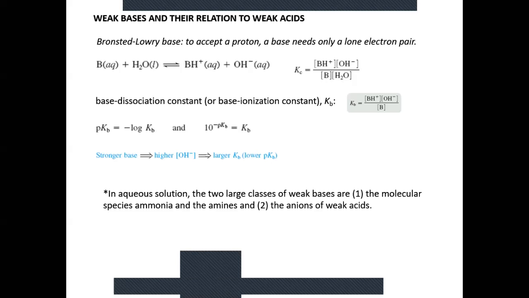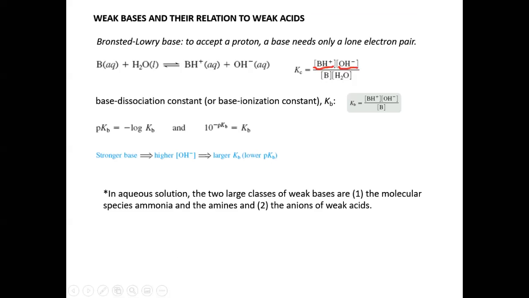Again, we have a dissociation equation. But notice here it's the conjugate acid and the hydroxide ion concentration that are on top. And instead of Ka, now we use Kb, the base dissociation constant. So if we know the Kb and the initial concentration of the base, we can determine the pH of the solution. We'll have to do one extra step because we calculate the hydroxide ion concentration. When we take the negative log of that, it's pOH, and then we can subtract it from 14 to get the pH.